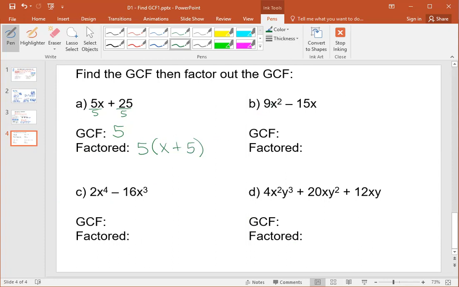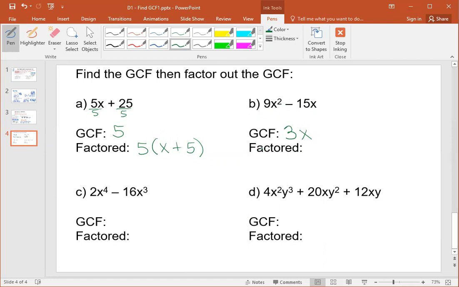Over here with B, once again, I have to find that GCF. Well, I have 9 and 15. I know that 15 divided by 9 is not a whole number. 9 is made up of 3's. So does 3 go evenly into 9 and 15? And it does. So that's a 3. And then they each have 1 x. They both don't have x squared. This last one doesn't have 2, it only has 1. So my GCF here is 3x.